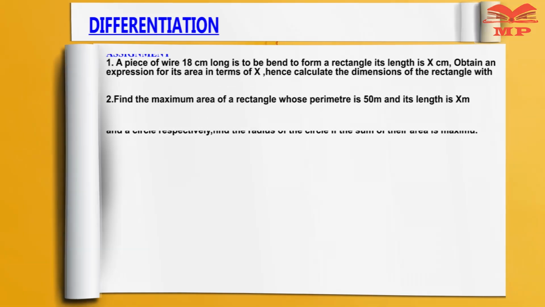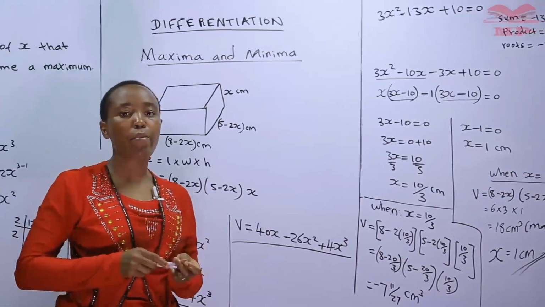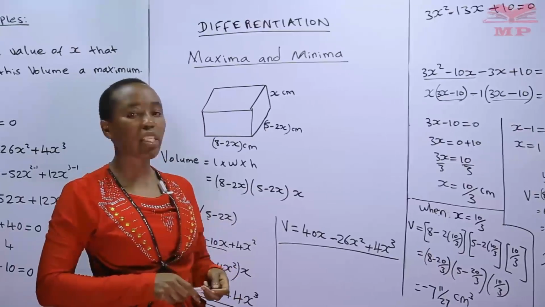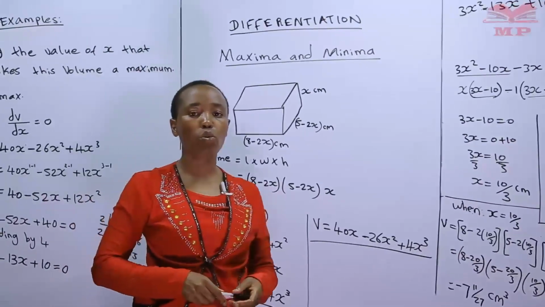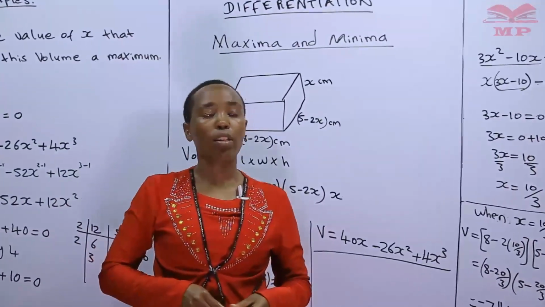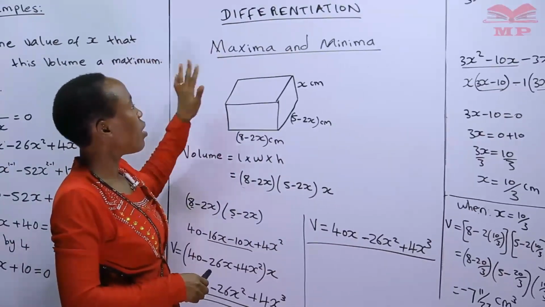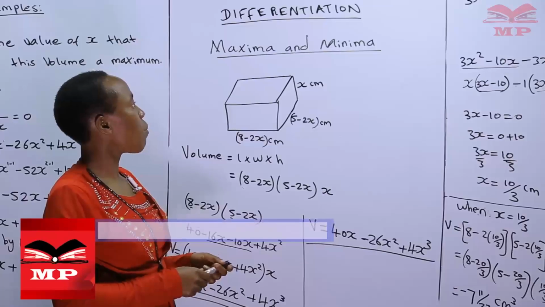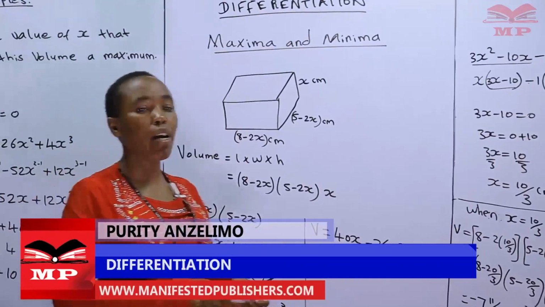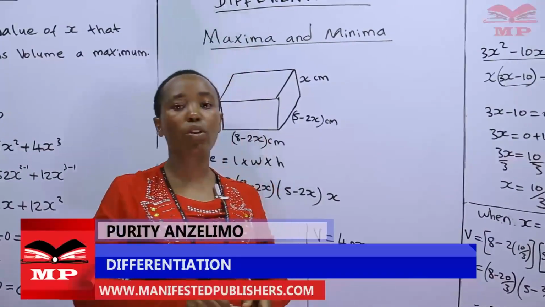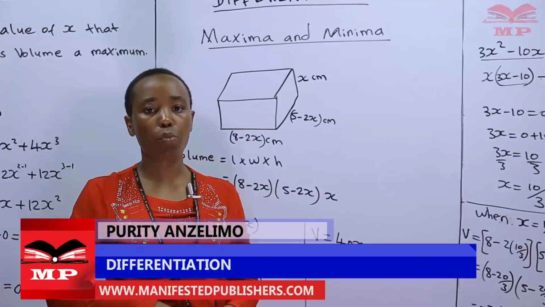Calculate those questions. Remember, for maximum and minimum, you find the gradient function and set it equal to 0. That marks now the end of this topic, differentiation, the last part, maxima and minima. Ensure that you do several other revision questions from the topic.